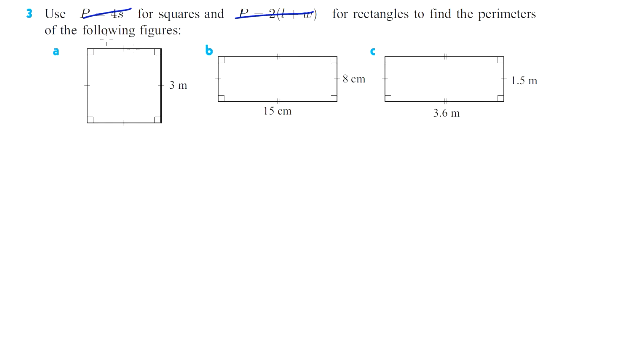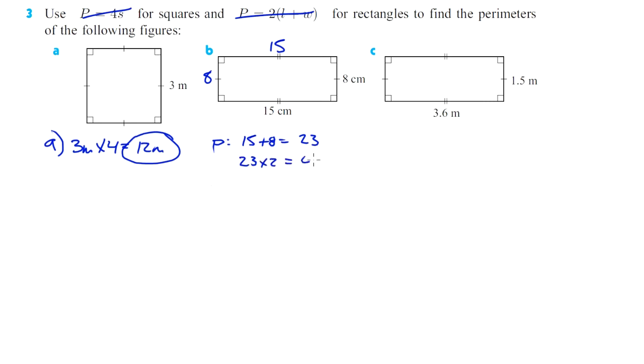If you know that this is a square, because all the sides are marked with the lines there, that means they're all the same, and this is a 3. I'm hopeful that you would just think, oh, 3 meters times 4 sides gives us 12 meters total for the perimeter, right? And then same thing here, if this is 15, so this has to be 15, and that's 8, so this has to be 8. What they're trying to get at is if you just add these two together, the perimeter is going to be 15 plus 8, which is 23, and you have that twice, so 23 times 2 gives us 46 centimeters total for the perimeter.